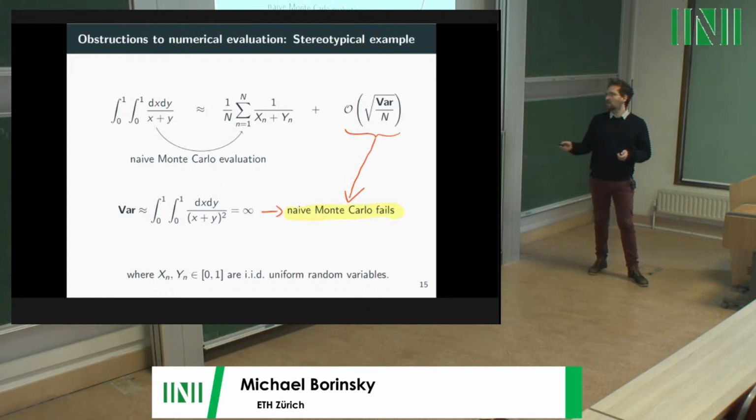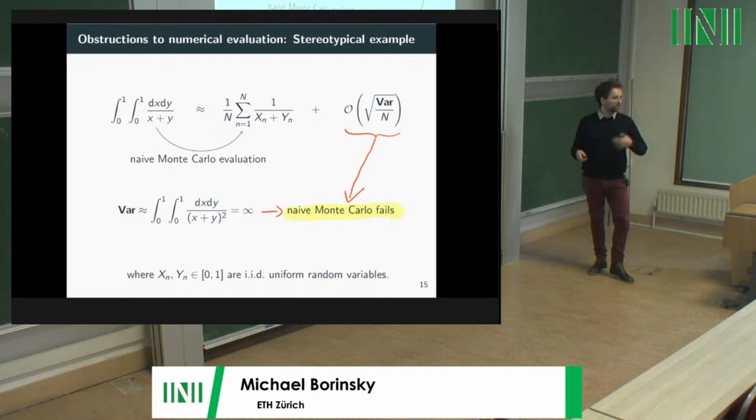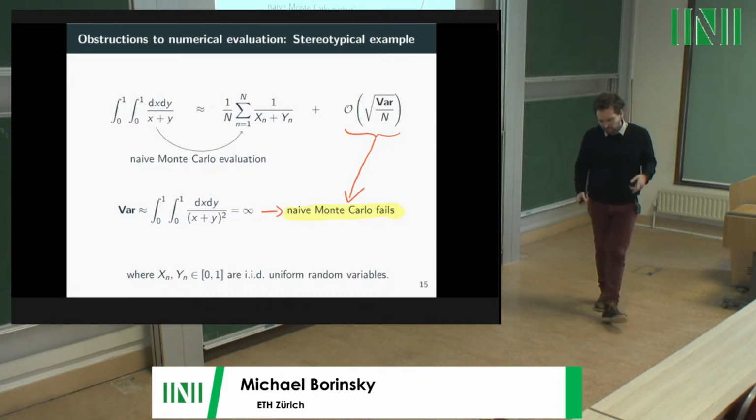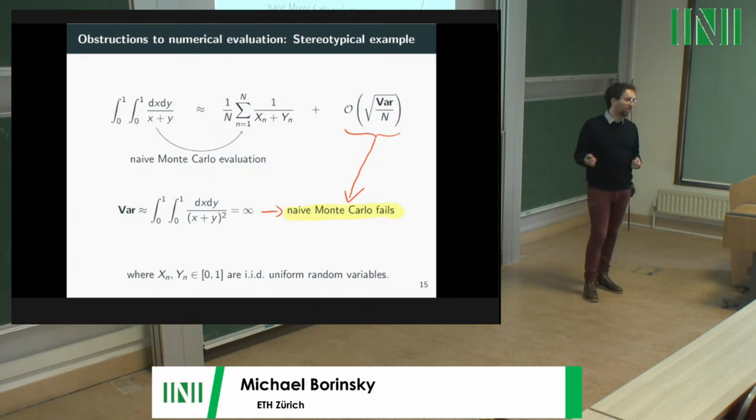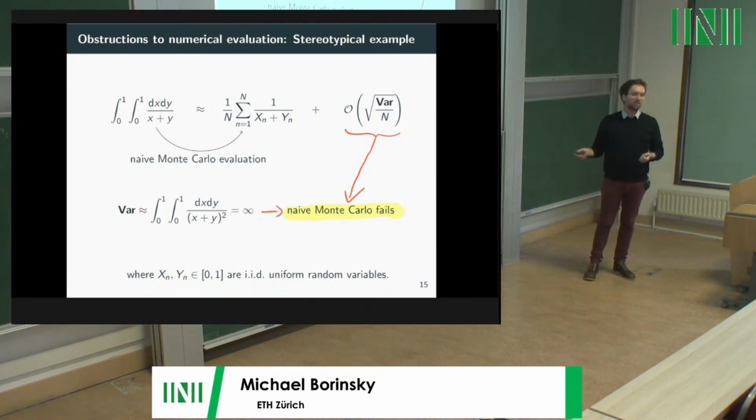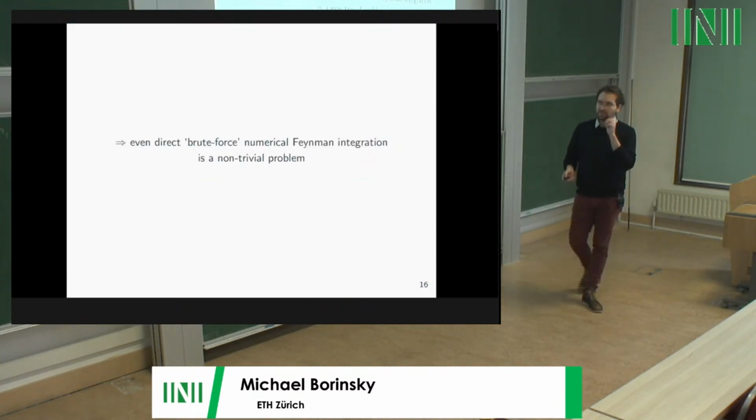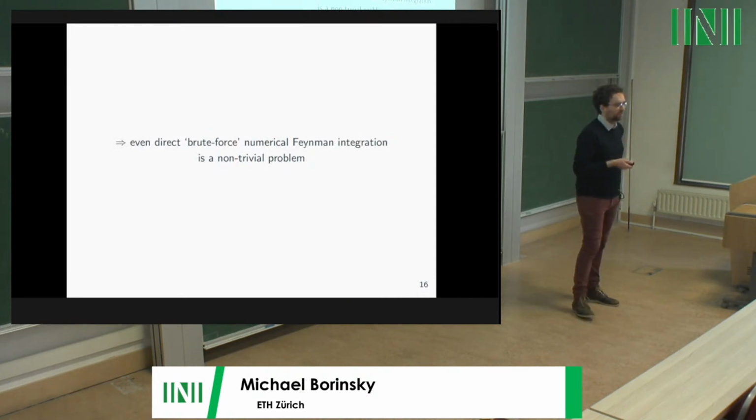in any way. So naive Monte Carlo integration fails, and we somehow have to get rid of this very severe pole singularity at the origin. And this problem perpetuates extremely in Feynman integrals. They are very complicated nested pole singularities that we have to deal with. That's the issue why the numerical evaluation of these Feynman integrals is not so trivial. So even brute force numerical evaluation of the Feynman integrals fails.